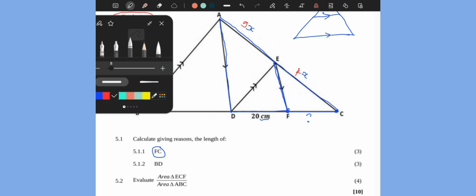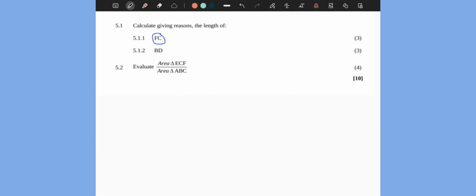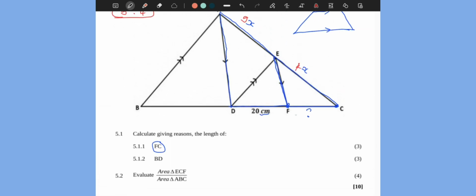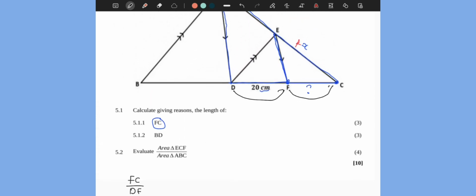Let me change the pen here, make it FC. Let me write it here. Right, I'm going to start with FC divided by DF, because I am given the DF here. I'm going to write this DF.